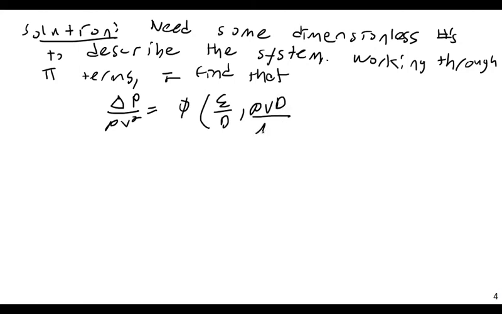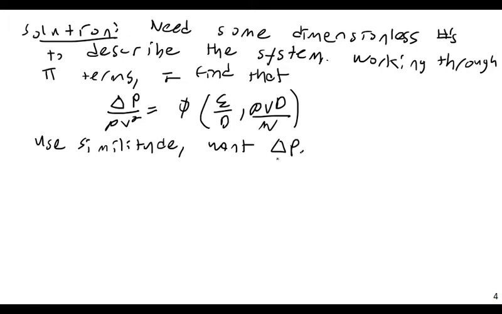We'll see this one later, but we're not going to be working with that one much today. Rho vd over mu. And so we could use something like this, or we might also say we want delta p. So let's use similitude. And I know that I want delta P of the model to be equal to delta P of my prototype.